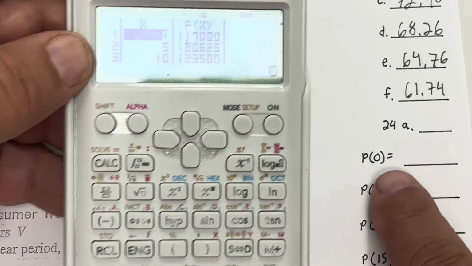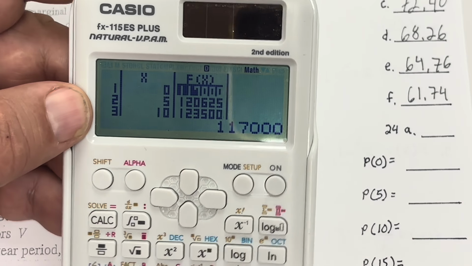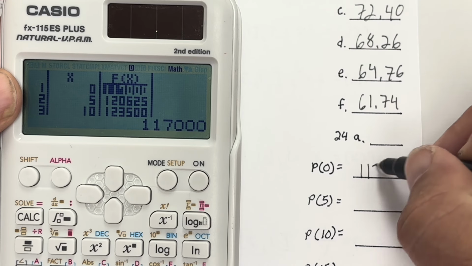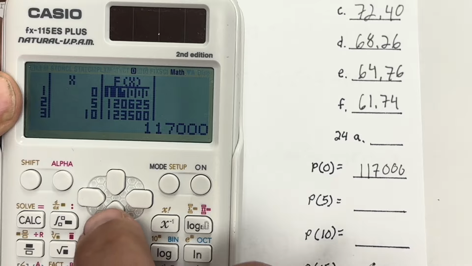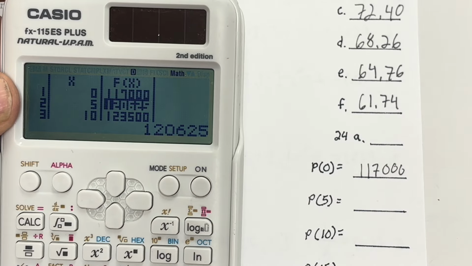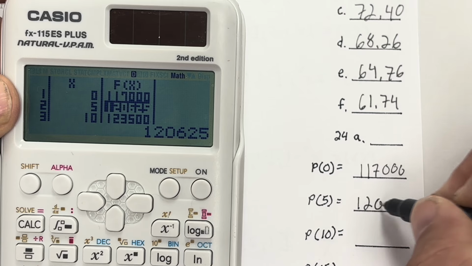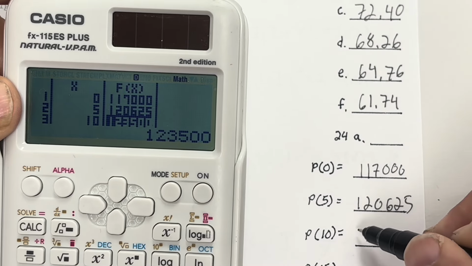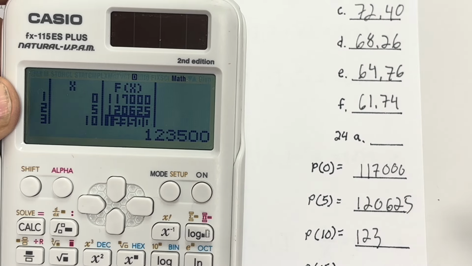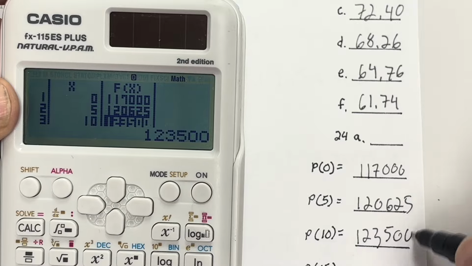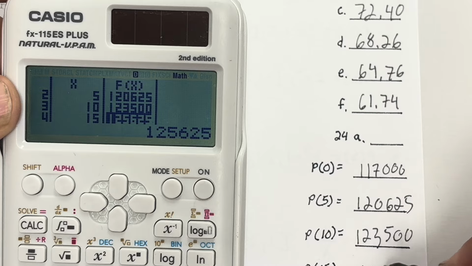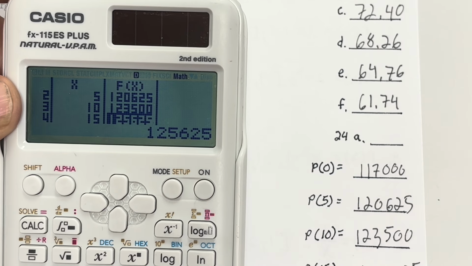So P of 0 equals 117,000. P of 5 equals 120,625. P of 10 equals 123,500. P of 15, 125,625.